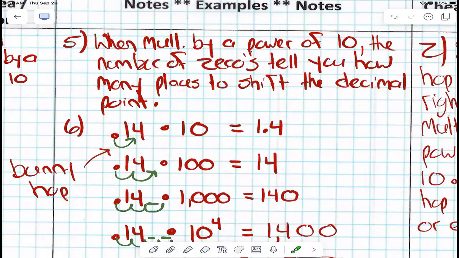Okay, so we're going to bunny hop to the right one spot. So 1.4 becomes 14/10, right? Okay, now this same number, how many zeros are in 100? 2. How many bunny hops are we going to make? 2. Which direction? Right. So if I bunny hop 2 spots to the right, my decimal point goes right there, and my answer is 14, yes?